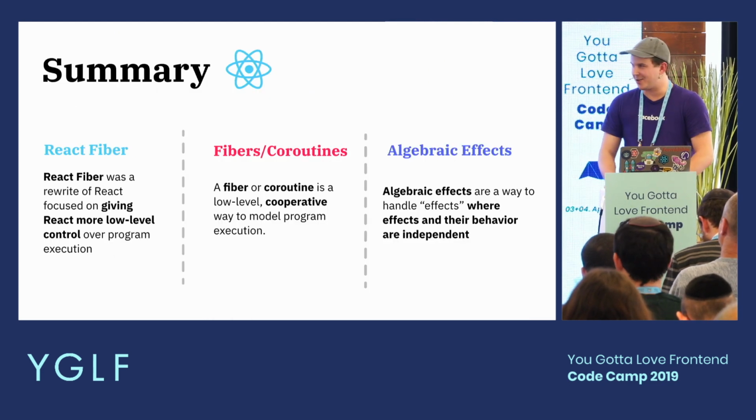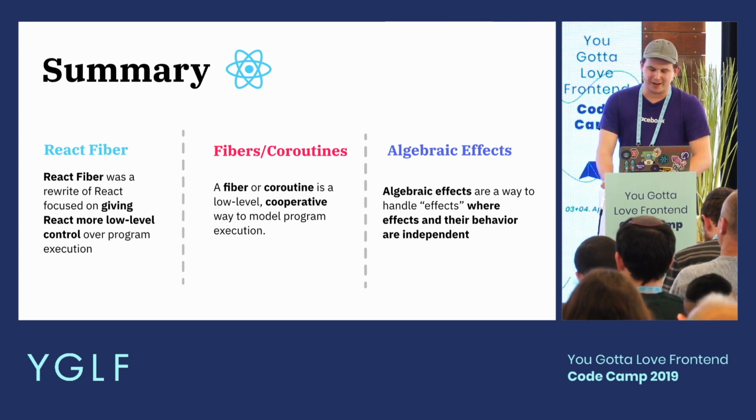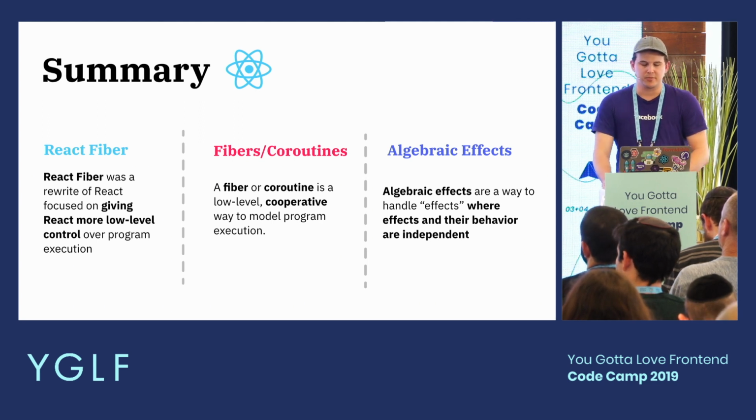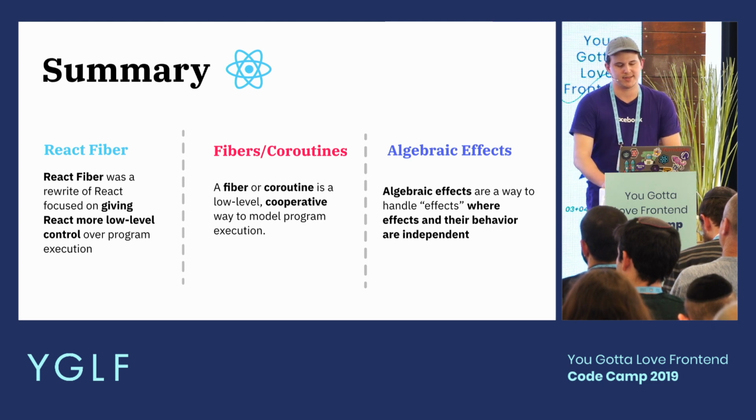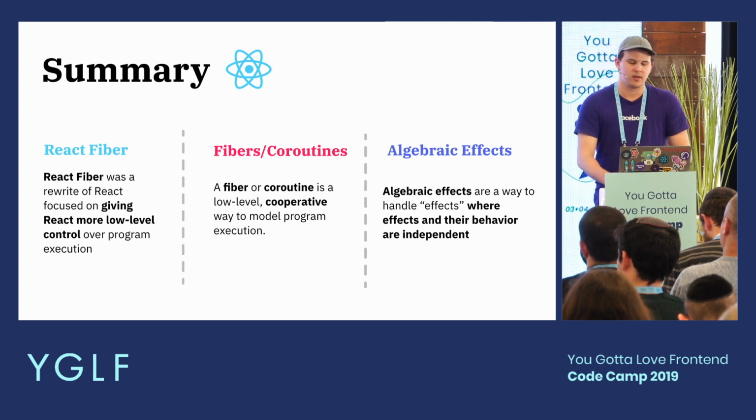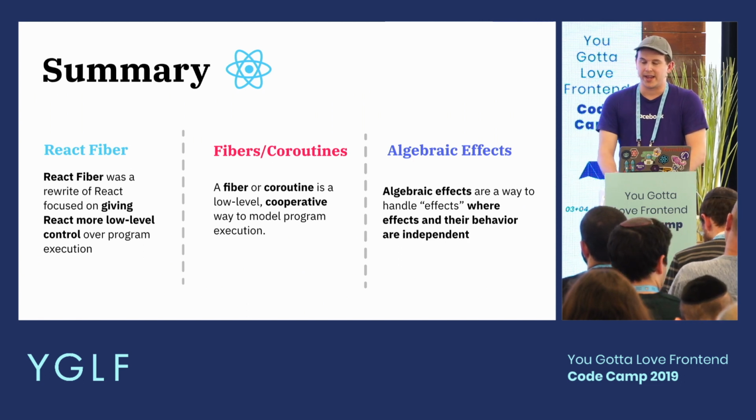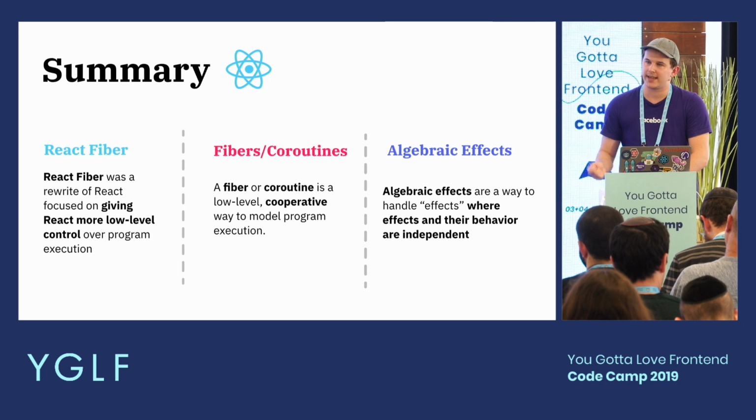All right, so I covered a lot of ground, and a lot of that ground was pretty rough terrain, so let me just summarize a little bit of what we covered. React Fiber, as I said, was an effort by the React team to rewrite React in a way that provided React this more low-level control over program execution. They accomplished this by using the existing idea from computer science called a fiber, which is a model of execution based on cooperation, which works really well with React's component model. By relying on fibers, React was able to implement APIs modeled after algebraic effects, which is a generic and useful way to model effectual behavior with effects and effect handlers.